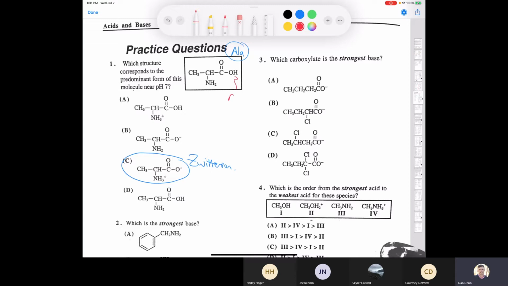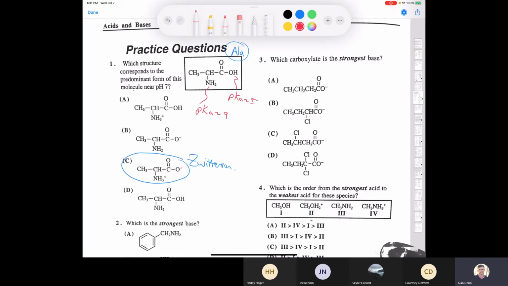So the pKa here is around 5, and the pKa here is around 9-ish. So since 7 is in between, again, it's more basic than the pKa of the acid, and it's more acidic than the pKa of the amine. There we go. So we have the zwitterion.